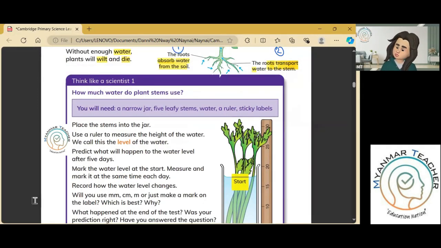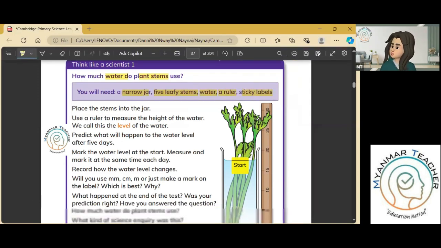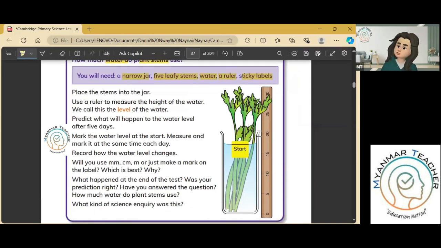Think like a scientist. 1. How much water do plant stems use? You will need a narrow jar, 5 leafy stems, water, a ruler, and sticky labels or a marker you can just mark on. Place the stems into a jar. Use a ruler to measure the height of the water. We call this the level.